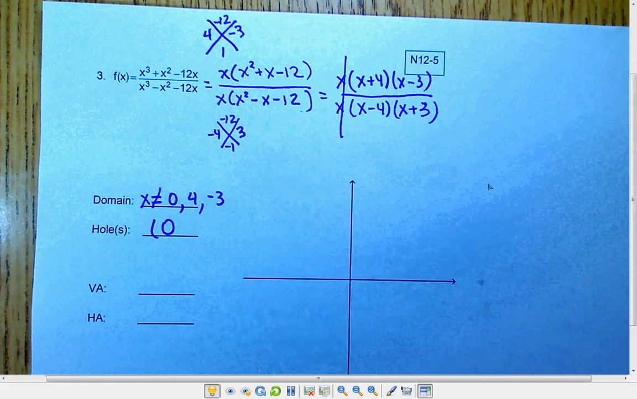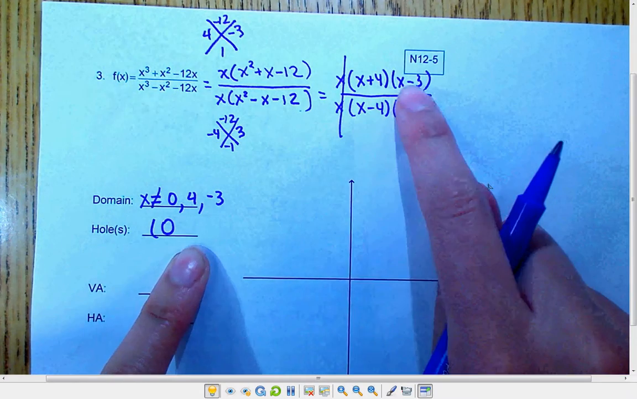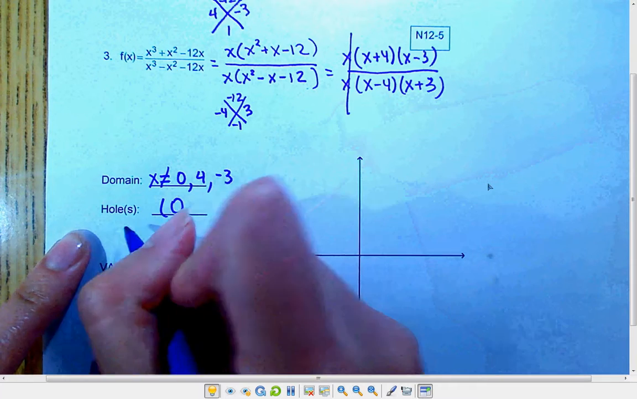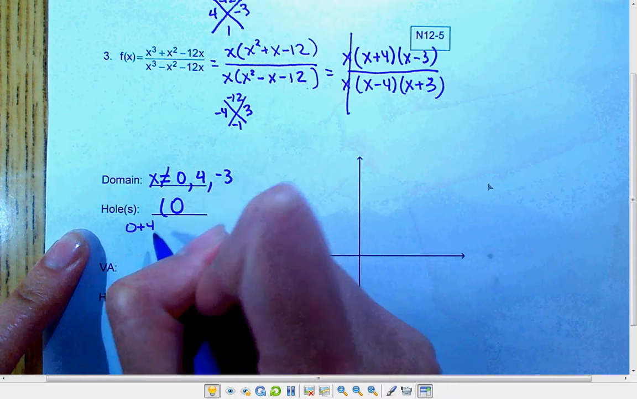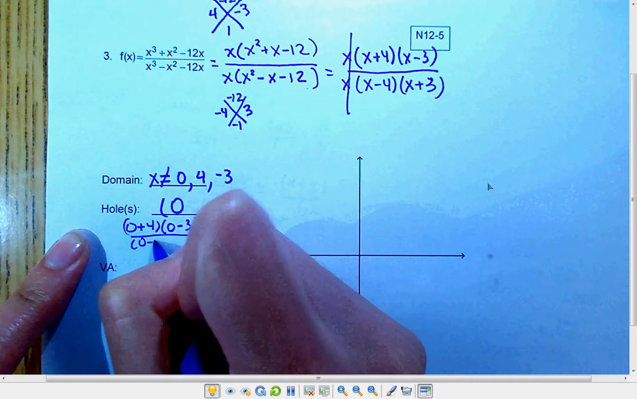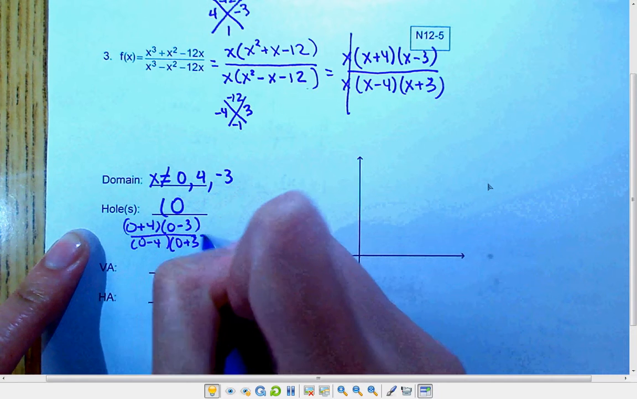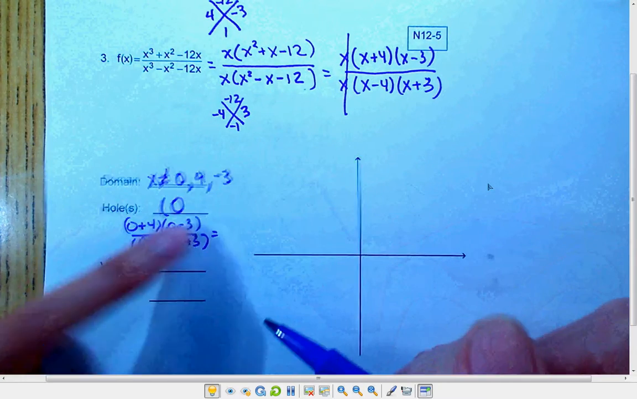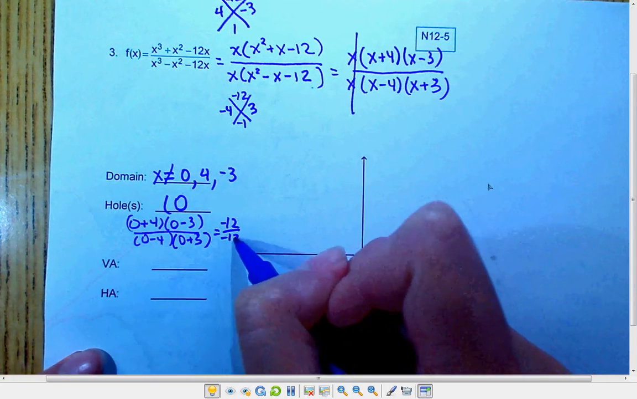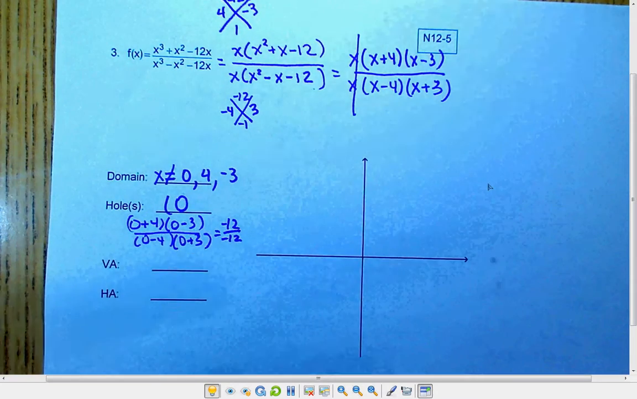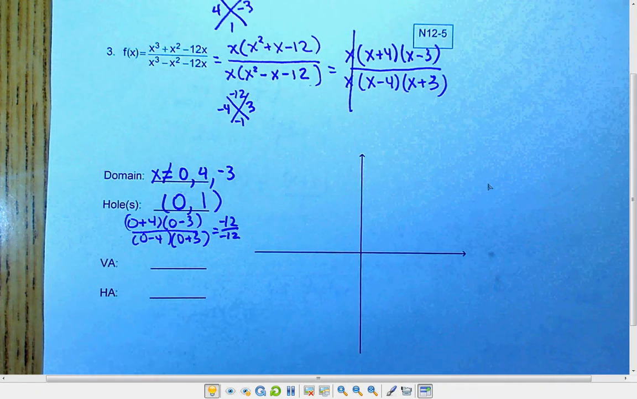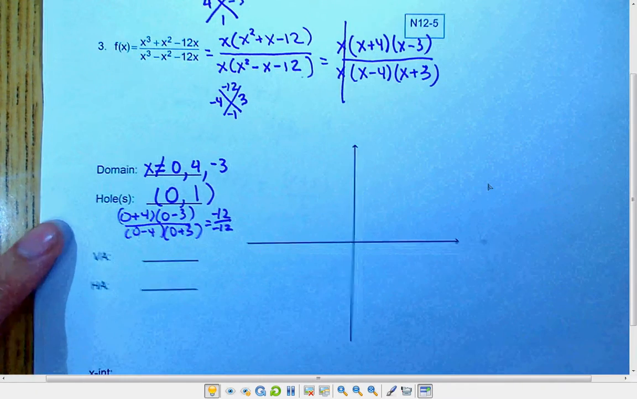And to figure out the y value, we're just going to plug it into the rest of our equation. So now that these have canceled out, if I plug in 0 to the rest of my equation, this is going to give me 4 times -3, which is -12. -12 divided by 12 gives me 1. And so I know that there's going to be a hole at 0, comma 1, and that's where my open circle will be.